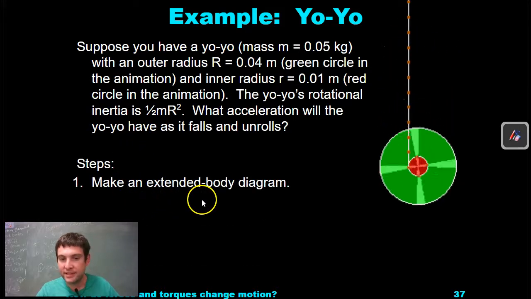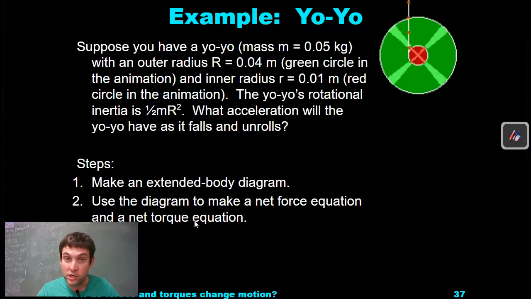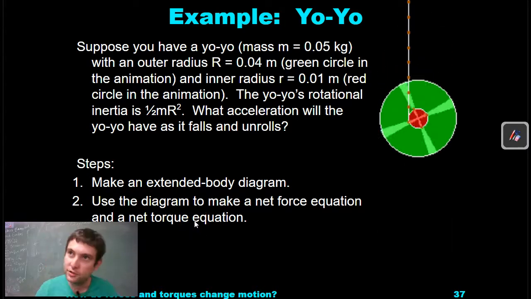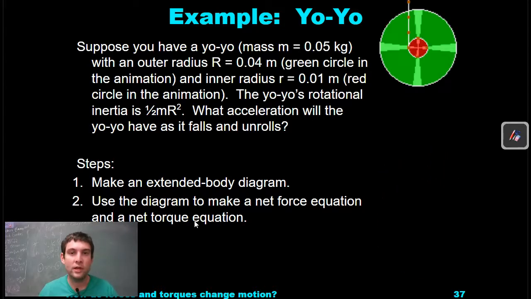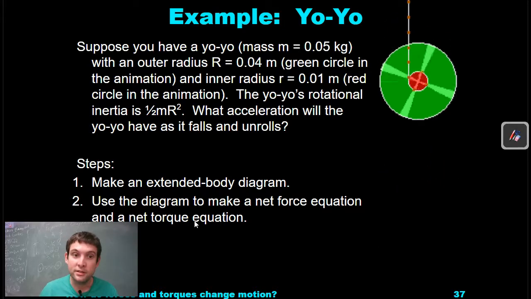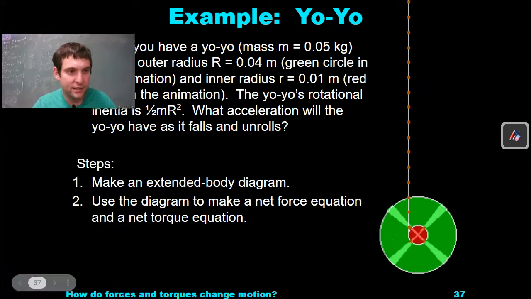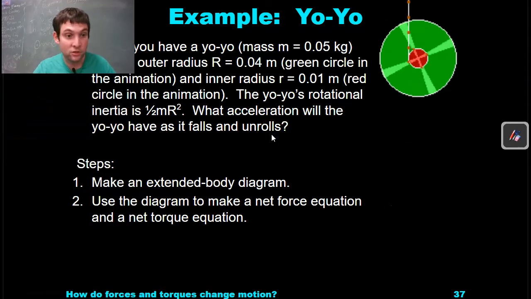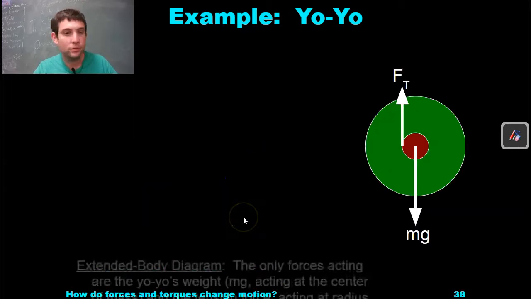First, we're going to make an extended body diagram. Use the diagram to make a net force equation. Does this sound familiar? You start with a force diagram, and then you create your own equation using Newton's second law: stuff that makes it go minus stuff that holds it back equals mass times acceleration. Yes, it does sound familiar because we've done it so many times. Solve the equations for the unknown.